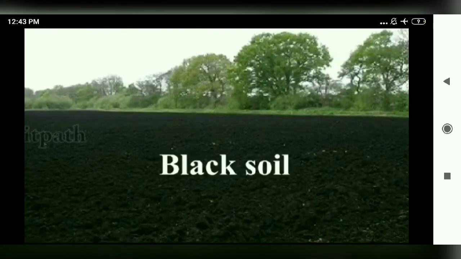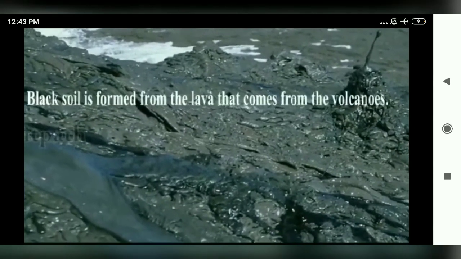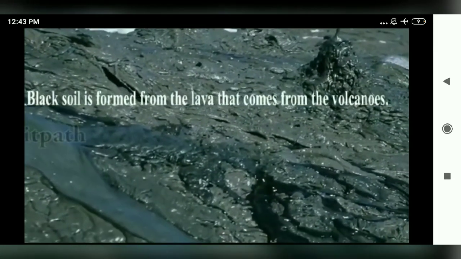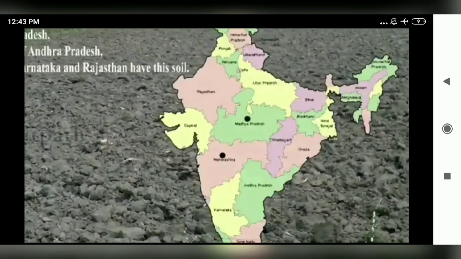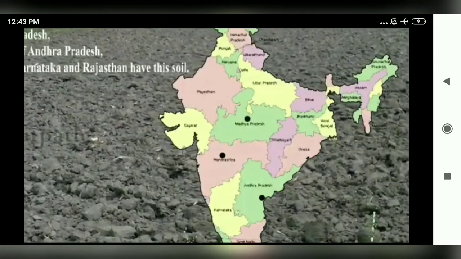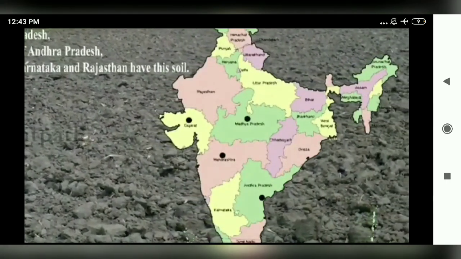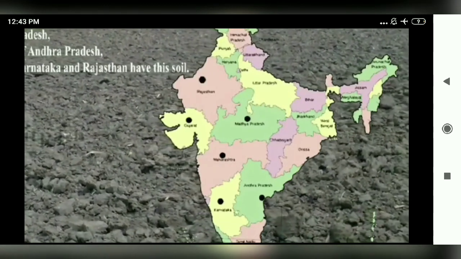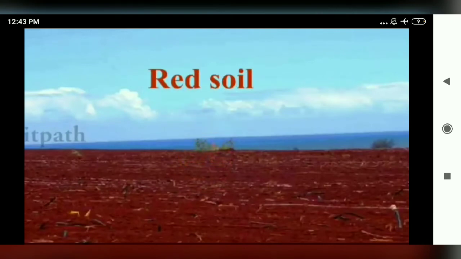So you can see the black soil. It is formed by lava flow or from volcanic stones as well. It is found mostly in parts of Maharashtra, Madhya Pradesh, Andhra Pradesh, Gujarat, Karnataka, as well as some portion of Rajasthan.